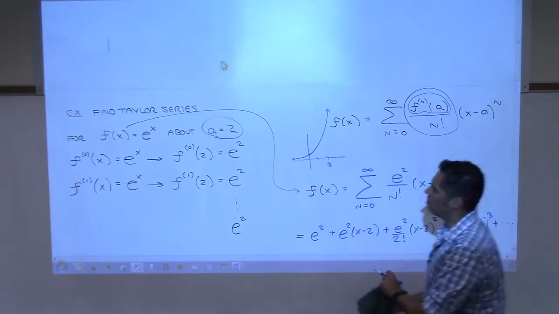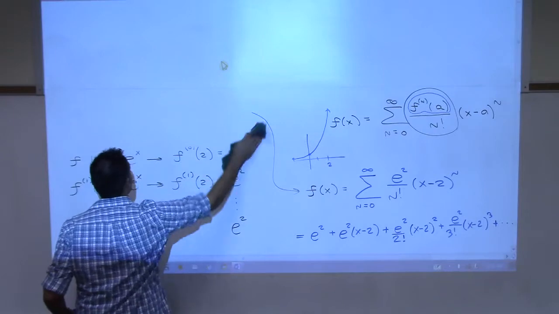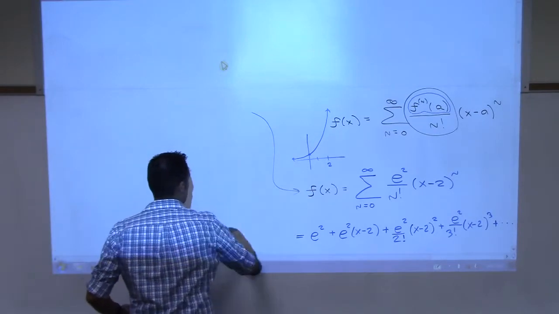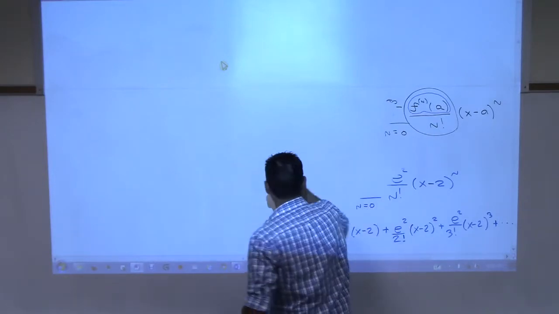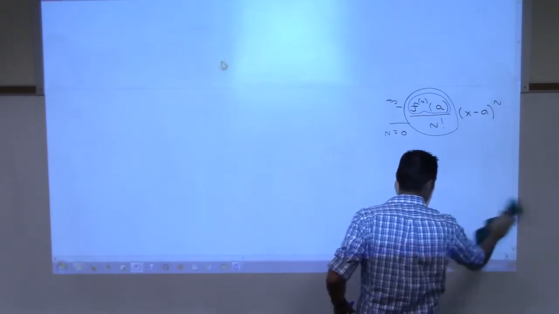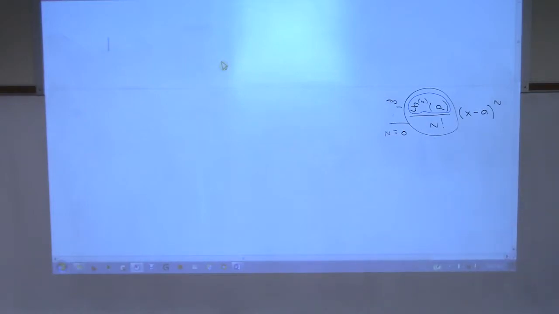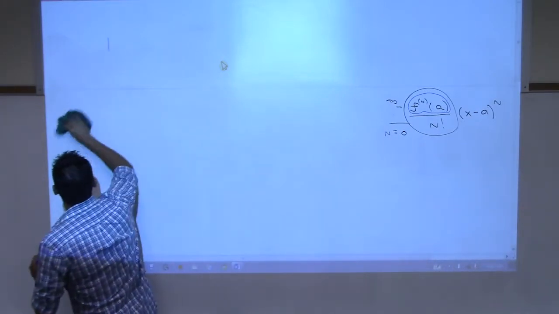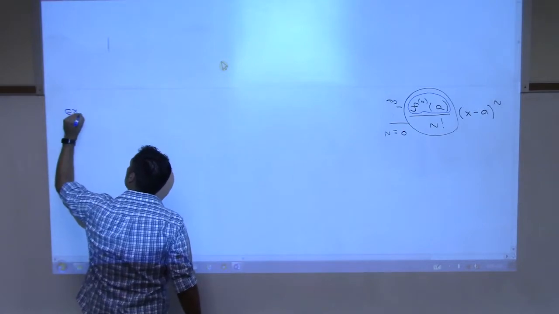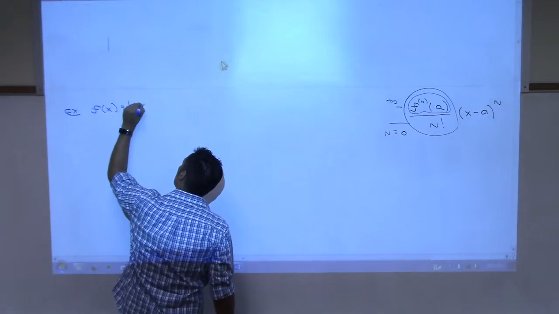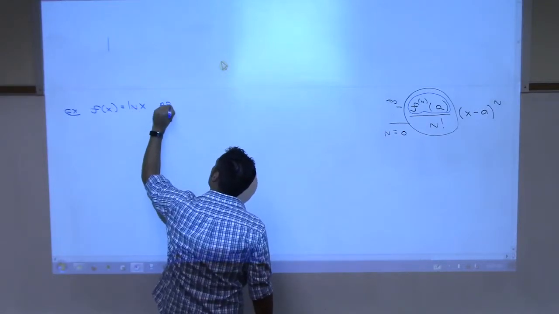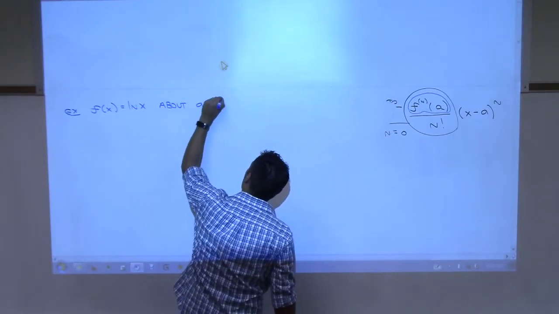All right, that's pretty boring. We still haven't done one that actually requires a lot of thinking. So let's try this one. Let's try natural log of x. We're going to find the Taylor series for f of x equals natural log x at or about a equals 3.